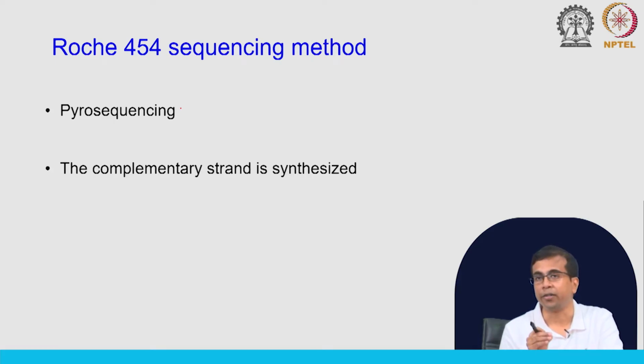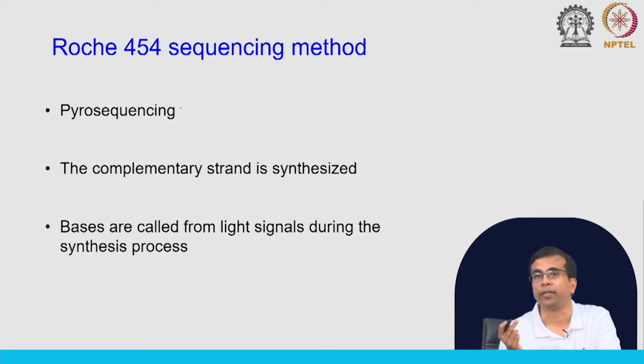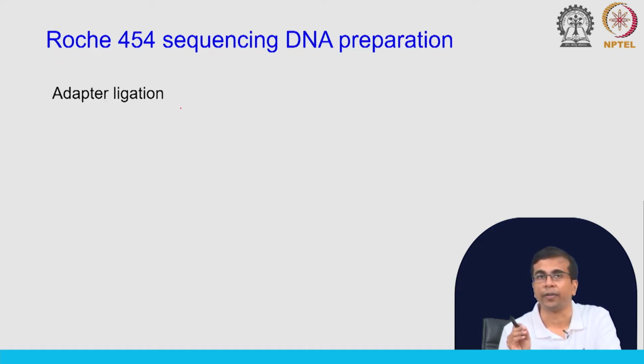Okay. So, in pyrosequencing, given a fragment, you have to synthesize the complementary strand. Like in Sanger sequencing, you have to have polymerase, dNTPs, etc., and you have to synthesize the complementary strand. Okay. And these bases are called from these light signals that are appearing during the synthesis process. So, again in a moment you will see how this happens, right, and that is why the term pyro comes.